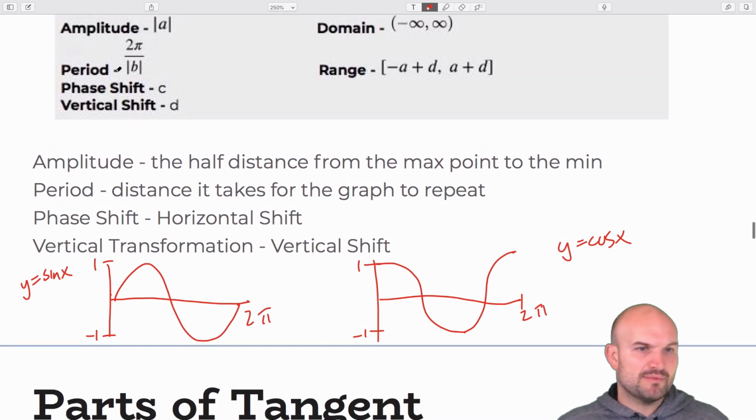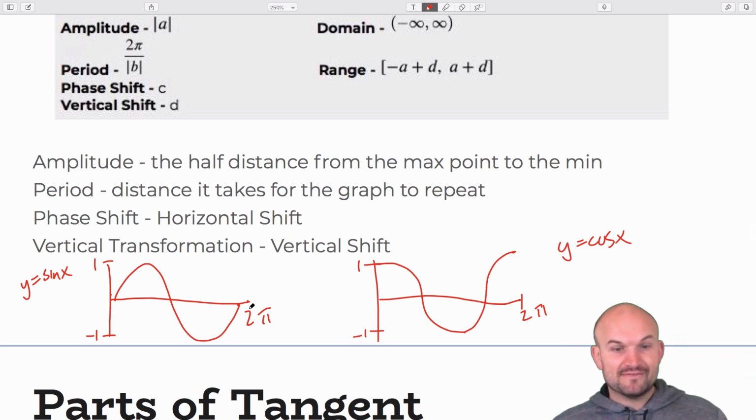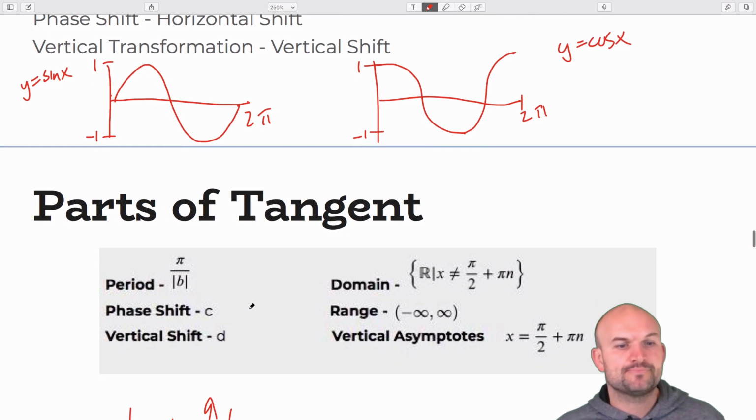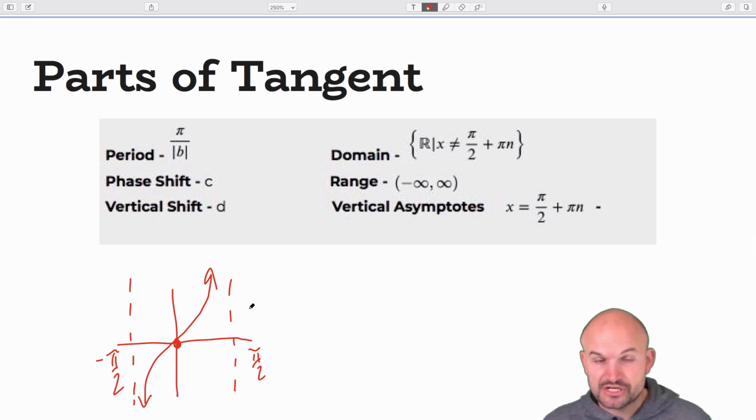But again, also remember period is 2 pi. That's how long it takes the graph to repeat itself because that's a revolution around the circle. And obviously b is going to be horizontally compressing or horizontally stretching that. So now let's take a look at the parts of tangent.